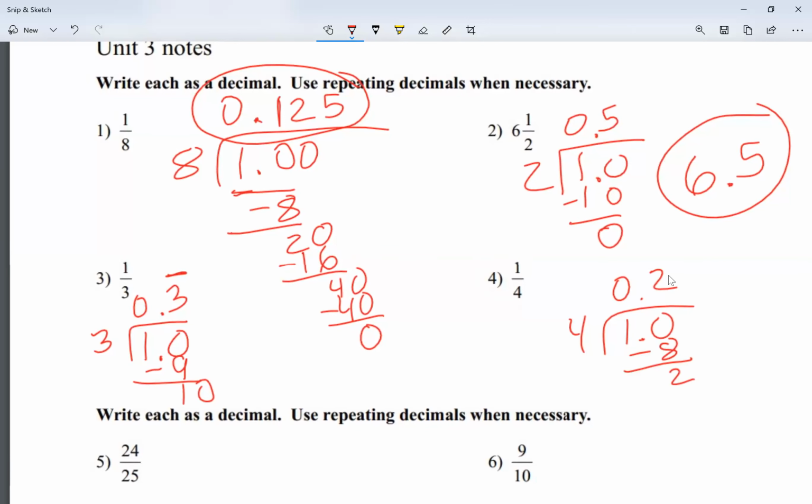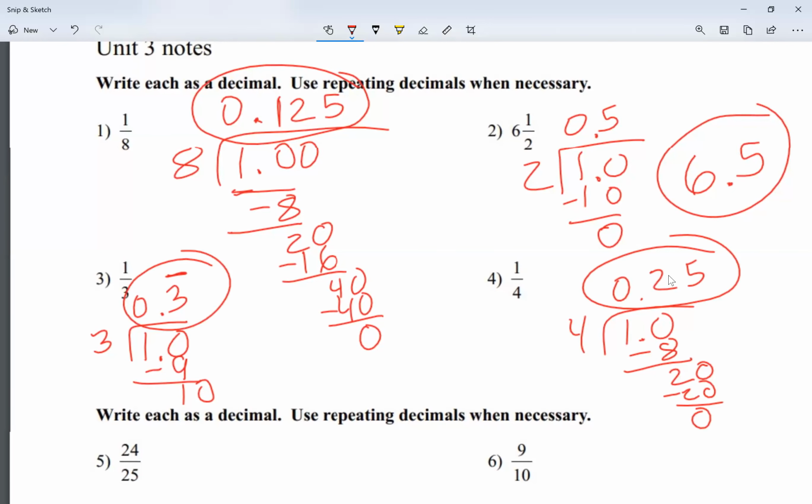My remainder is not 0, so I continue. My question's not repeating. After my decimal point, I have as many zeros as I need. So then I ask myself here, how many times does 4 go into 20? In this case, I'm going to say 5, because 4 times 5 is 20. When I subtract this, I get my remainder 0. So I stop. My answer is 0.25.